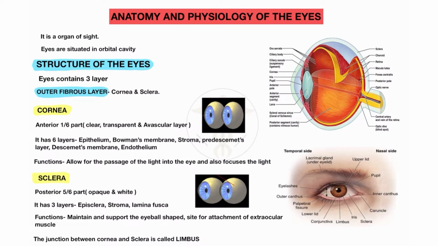What is the function of the sclera? It is a whitish part. First, it maintains and supports the eyeball shape, because it covers the complete eyeball. So it maintains and supports the eyeball shape.